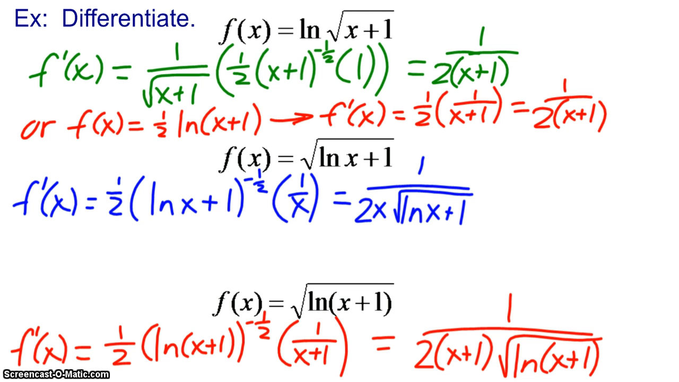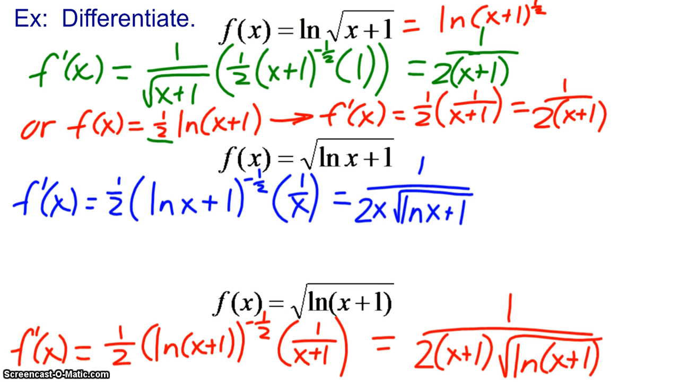What's a little bit easier to do in this case is use our properties of logs and recognize that this is the same thing as the natural log of x plus 1 to the 1/2. And so now using my properties of logs, I can bring down that 1/2 in front, and now it's much easier. I can just leave the 1/2 and take the derivative of the natural log of x plus 1, which is just 1 over x plus 1. So again, I get 1 over 2 times the quantity x plus 1.